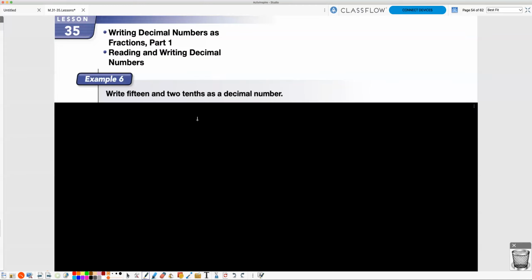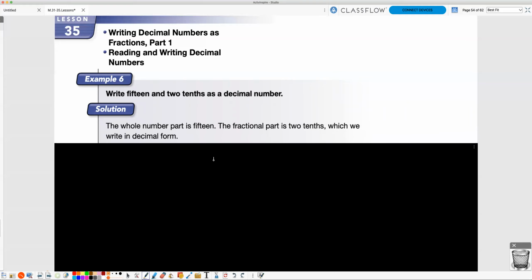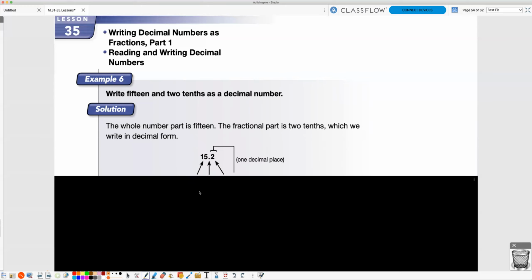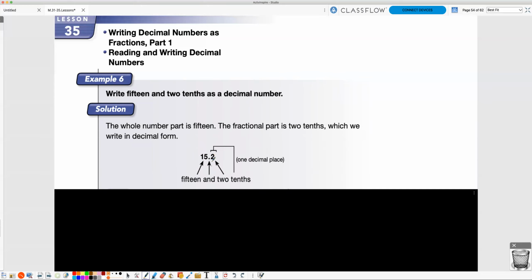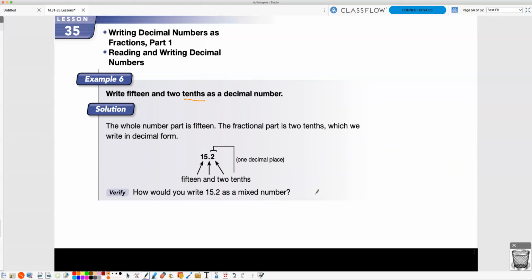Example 6, write 15 and 2/10 as a decimal number. The whole number part is 15. The fraction part is 2/10, which we write in decimal form. So 15, the word and is the decimal. 2/10, 2 is in the tenths place. So because it is in the tenths place, it's just one decimal place to the right of the decimal. How would you write 15 and 2/10 as a mixed number? So 15 and 2/10 as a mixed number would look like that.